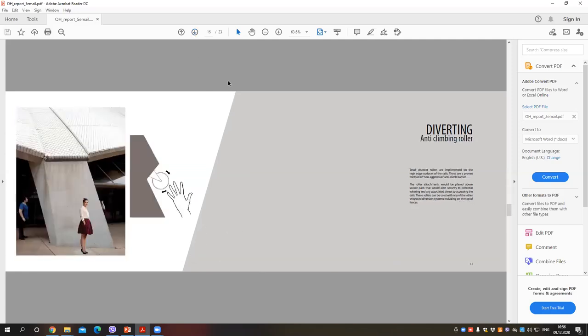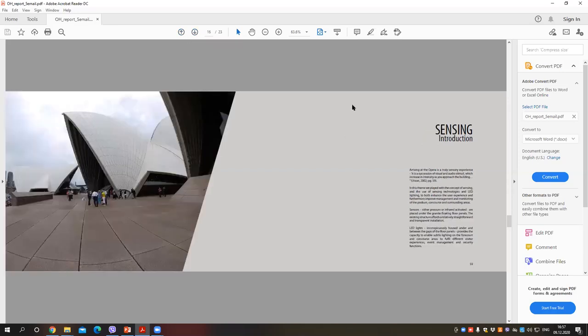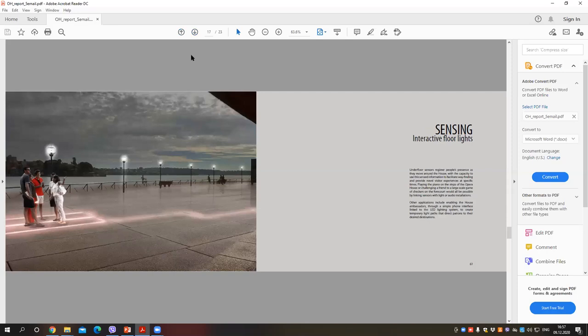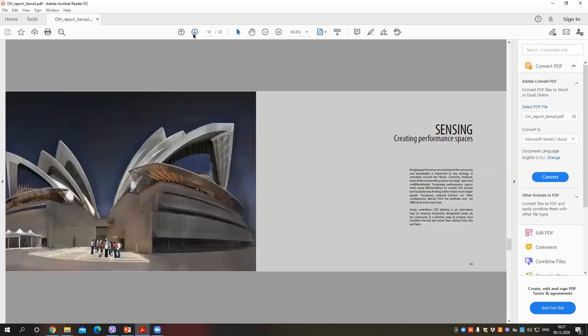Also, there is one modern aspect that is called the anti-climber roller, where when climbers and protesters are trying to climb, a handle that will help them will be provided, but actually that handle will have a sensor that will allow the security guards to react more quickly and promptly to the protesters. So this is a very sneaky way, but it also solves the problem. Sensing is another theme. And with this theme, there are also very interesting LED and illuminated light solutions that will provide floor lights and pathways for tourists to move and experience different angles and aspects of the Opera House, and also can create performance spaces where people can perform in different spaces around the object.